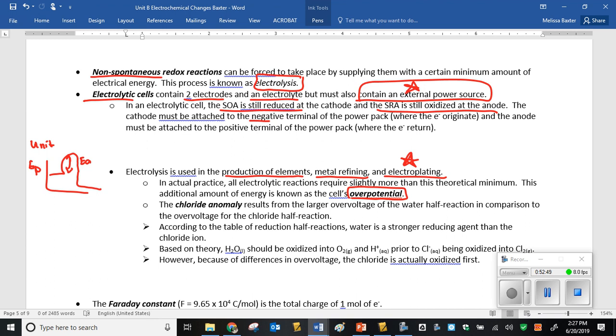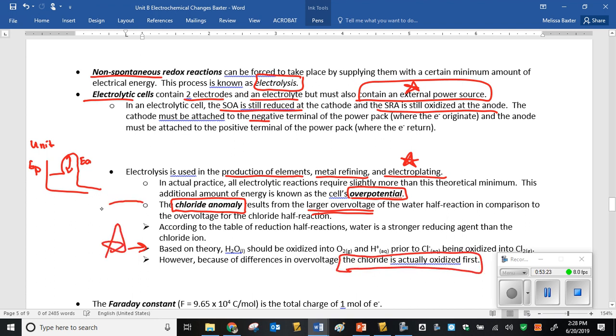Because of that, we have this chloride anomaly, because water has a bigger overvoltage or overpotential. If you look in your data booklet, chloride is high up here and water is a few spaces lower. On the reducing agent side, that says water is a better reducing agent than those chloride ions. And so, like it says here, it should be the thing that gets oxidized, but chloride is actually oxidized first.